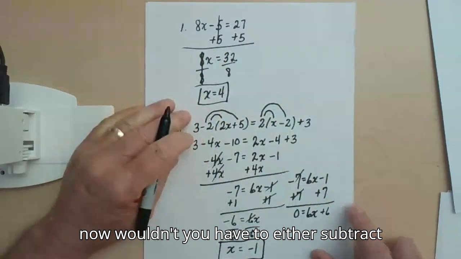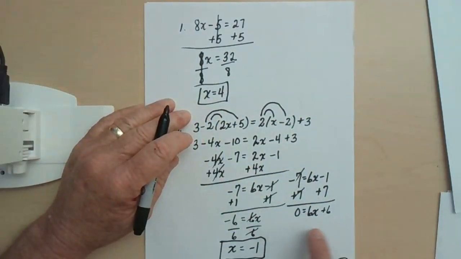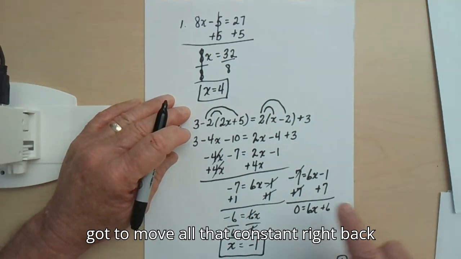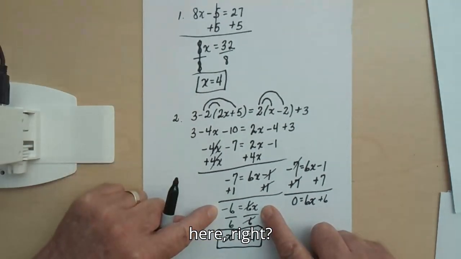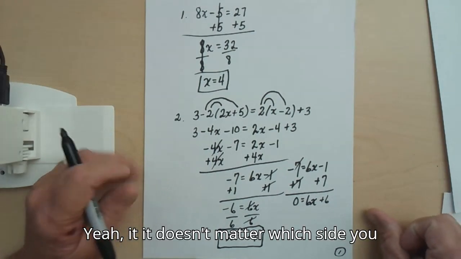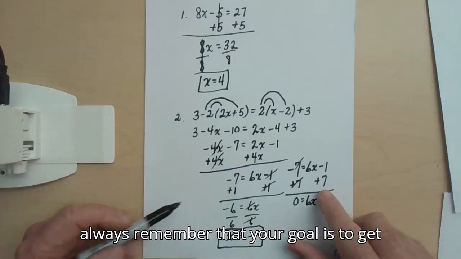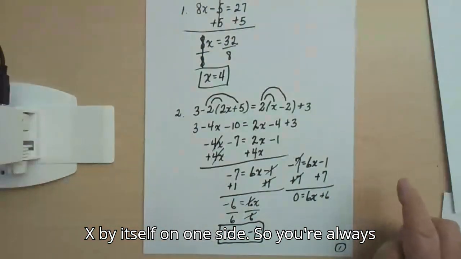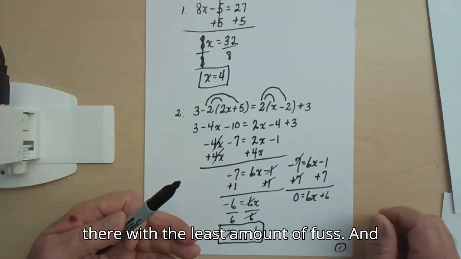But now wouldn't you have to either subtract 6x or subtract 6? You've just moved this 7 to the right side, but then you've got to move all that constant right back to the left side, which gets you right here, right? So start with your constant, whatever. It doesn't matter which side you move things to, but you always have to remember that your goal is to get x by itself on one side. So you're always thinking about what's going to get me there with the least amount of fuss.